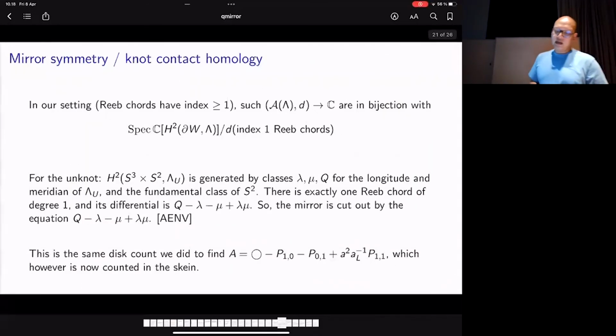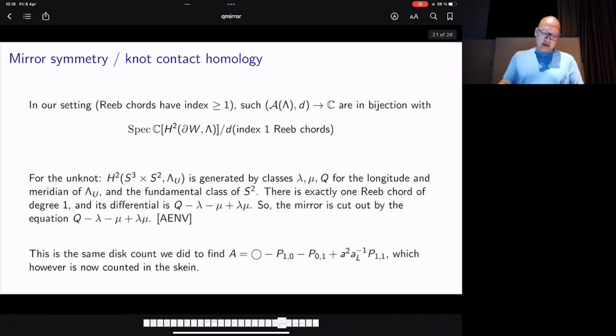Okay, so in this setting, what does it mean to have such a map? Well, the only constraint is that D of an index 1 Reeb chord had better get sent to 0. So such maps are the same as taking this algebra, in other words, a curve, or a thing cut out by the disk count, and that count is, by definition, the same curves we counted before.